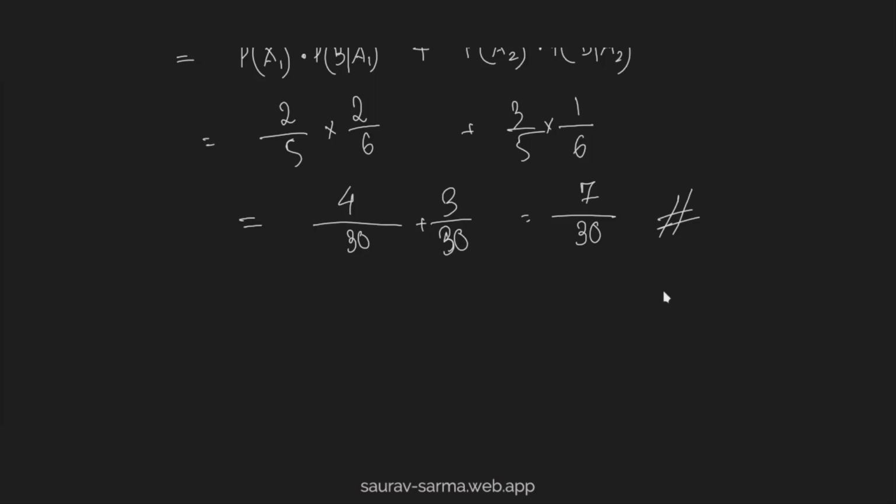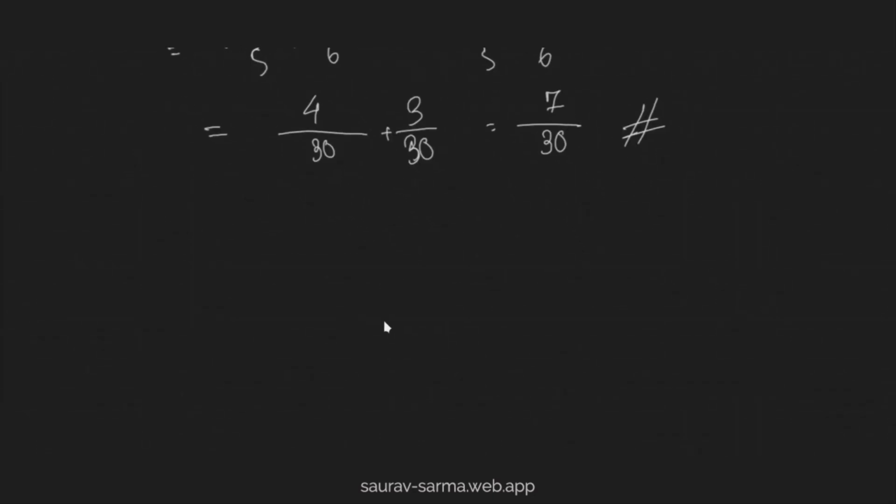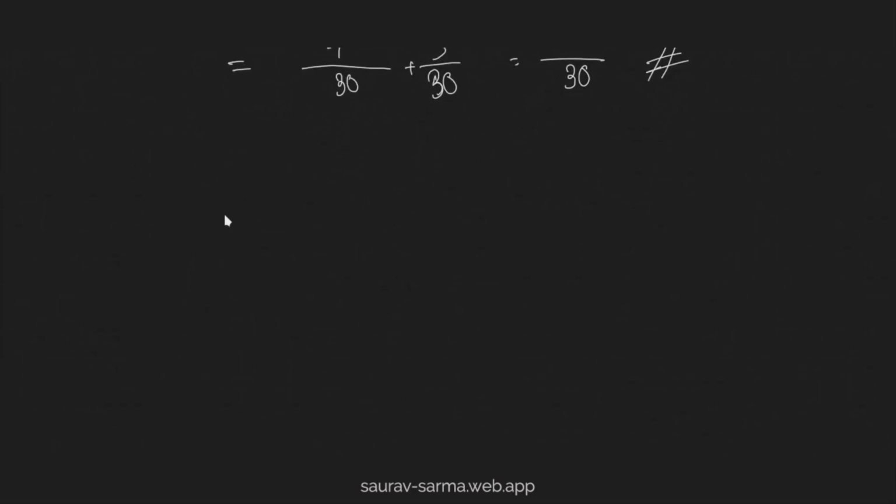So these are some problems related to independent events, mutually exclusive events, and then conditional probability. That's all for today, and with this we are ending the third chapter, that is theory of probability.